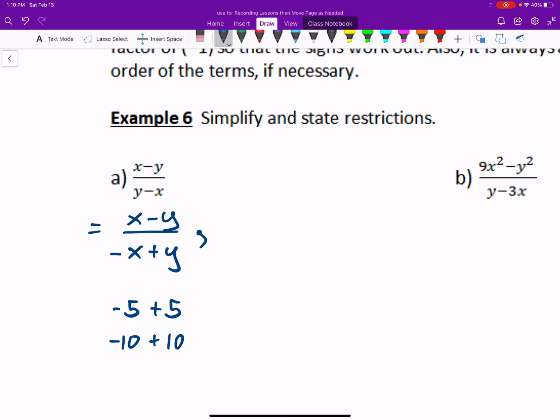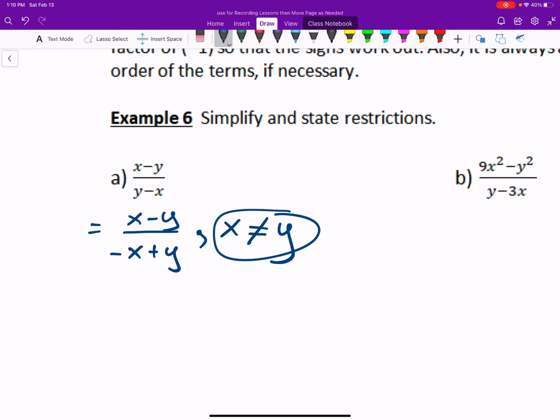So it's not an absolute restriction. What it is, in this case, if x is equal to y, then they're going to cancel each other out. So my restriction has to be that x can't equal y. So whatever x is, as long as y isn't the same number, then I'm not going to get division by 0. So that's a little bit of a different restriction, but I hope that makes sense.